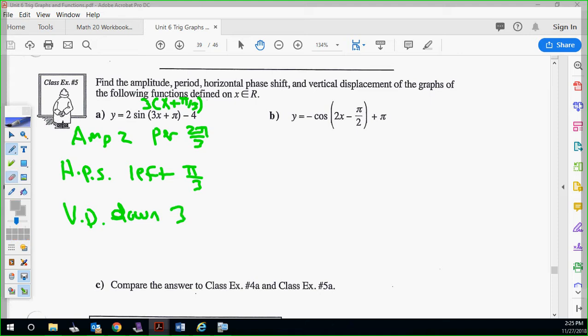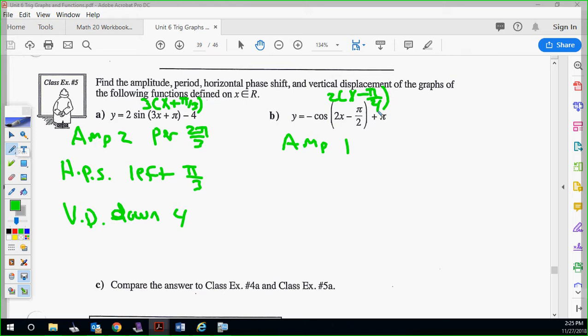Oh, 4, sorry. Thanks. Got too much in a rhythm there. Okay, so down 4. Okay, for B, the cosine there, there's no amplitude, just 1. Okay, it is flipped, but again, they're not asking for that. Pull a 2 out here. Remember, half of a half is a fourth. It's a fourth. I wrote half, but it's a fourth. Half of a half is a fourth, so it's x minus pi over 4 there now.